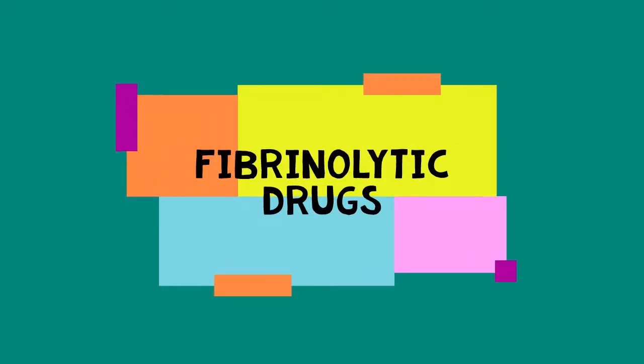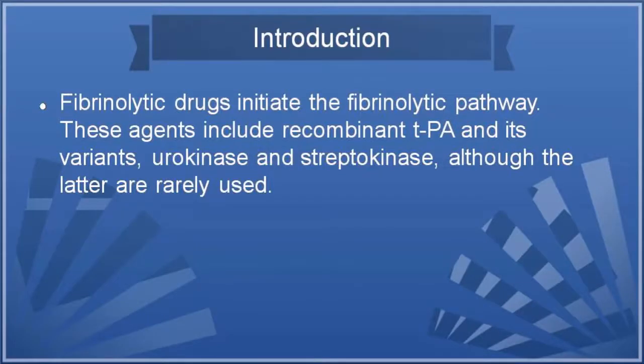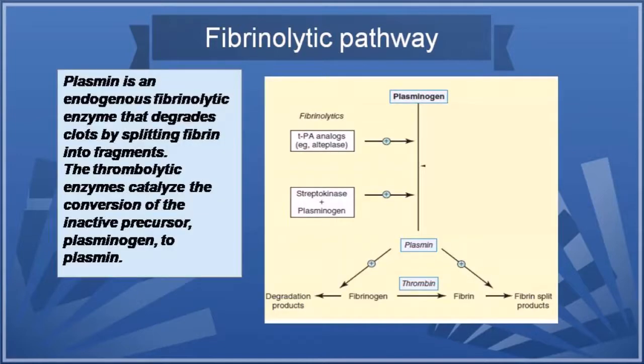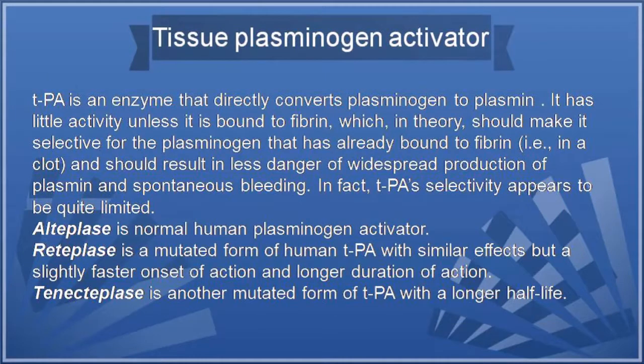Fibrinolytic drugs. Introduction. Fibrinolytic drugs initiate the fibrinolytic pathway. These agents include recombinant TPA and its variants, urokinase and streptokinase, although the latter are rarely used. Fibrinolytic pathway. Plasmin is an endogenous fibrinolytic enzyme that degrades clots by splitting fibrin into fragments. The thrombolytic enzymes catalyze the conversion of the inactive precursor, plasminogen, to plasmin.